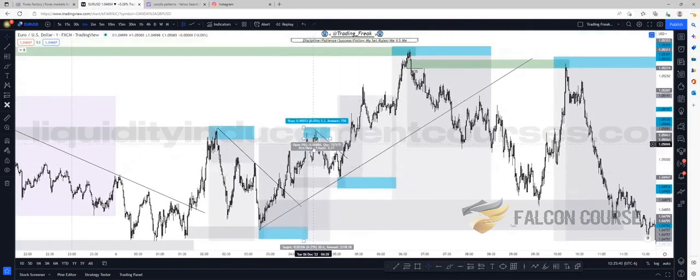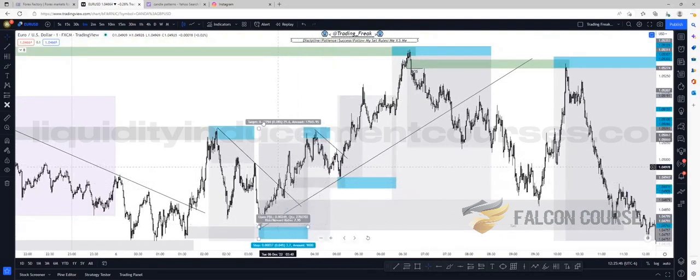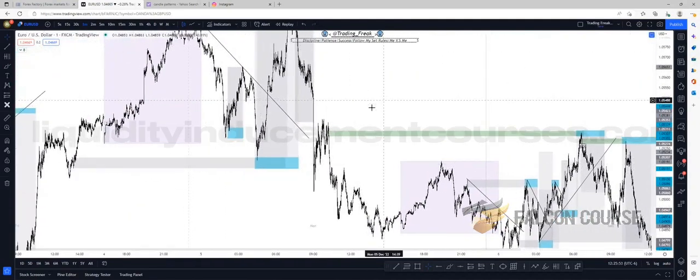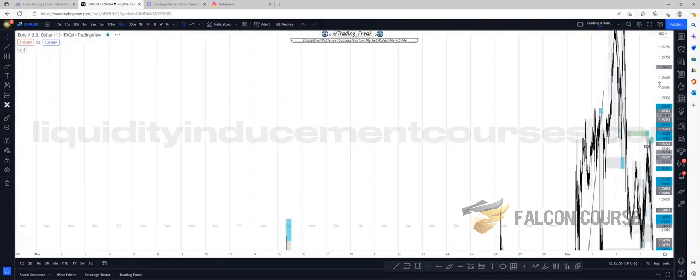Again, could have taken that trade. If not this trade, you still would have had this trade running, right? Leaving runners. And then maybe you would have realized maybe on a higher time frame that we had this breaker block, right?